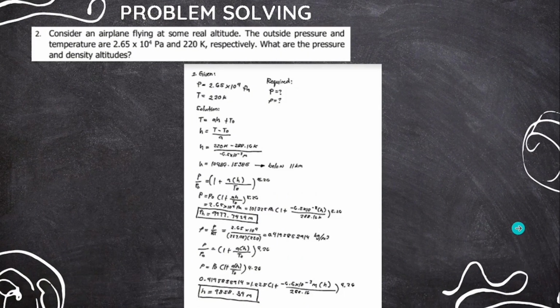Next, consider an airplane flying at some real altitude. The outside pressure and temperature are 2.65 times 10 raised to 4 pascals and 220 Kelvin, respectively. What are the pressure and density altitudes? First, we are going to write down the givens. We have the pressure, which is 2.65 times 10 raised to 4 pascals. Temperature is equal to 220 Kelvin. We are going to find the pressure and density altitude.